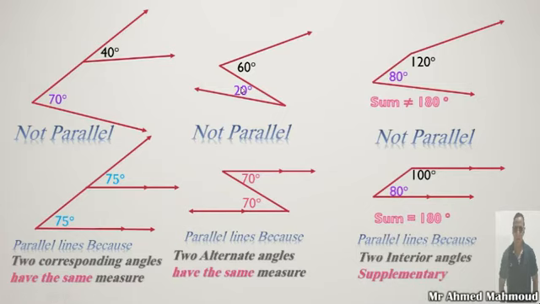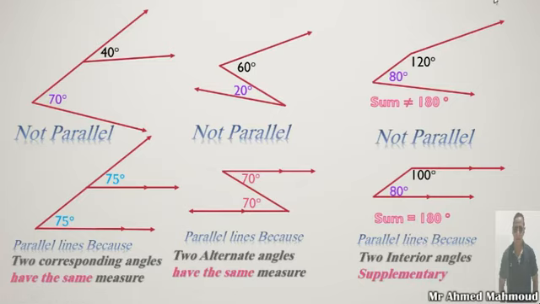Finally, two corresponding angles not equal, then the lines are not parallel. Two corresponding angles equal makes the lines parallel. Two alternate angles not equal makes the lines not parallel. Two alternate angles equal makes the lines parallel. Two interior angles not supplementary makes the lines not parallel. Two interior angles supplementary makes the lines parallel. Okay, and this is the end of the rule.